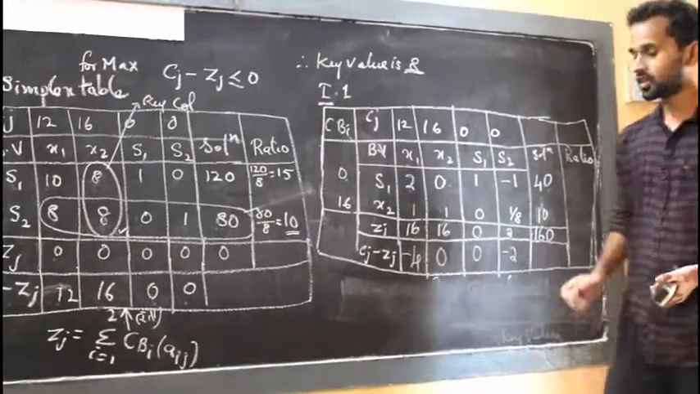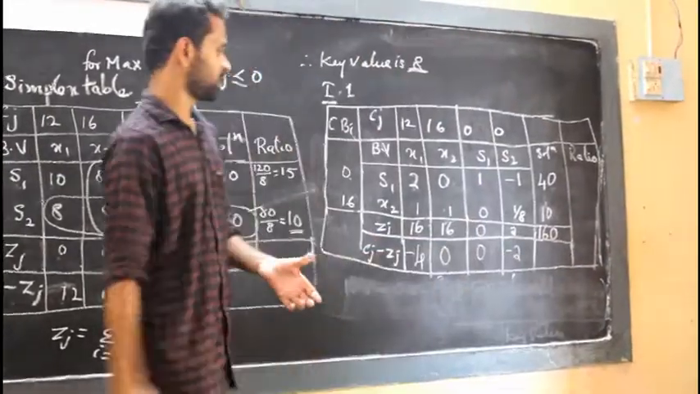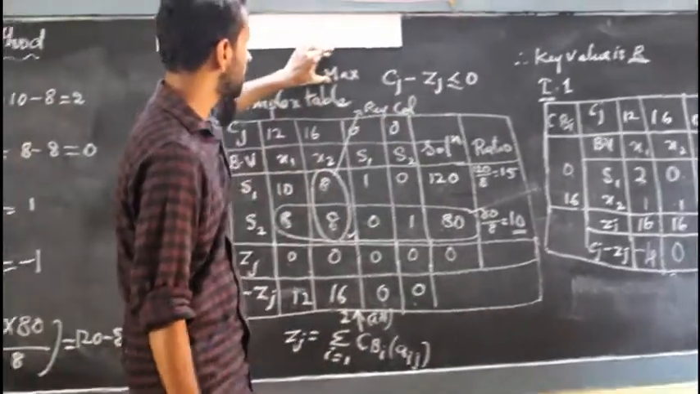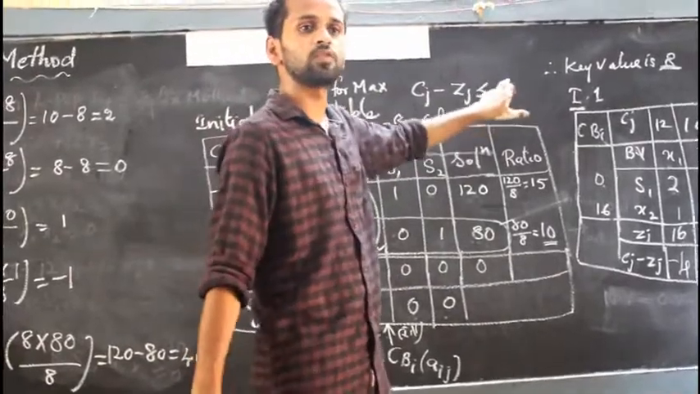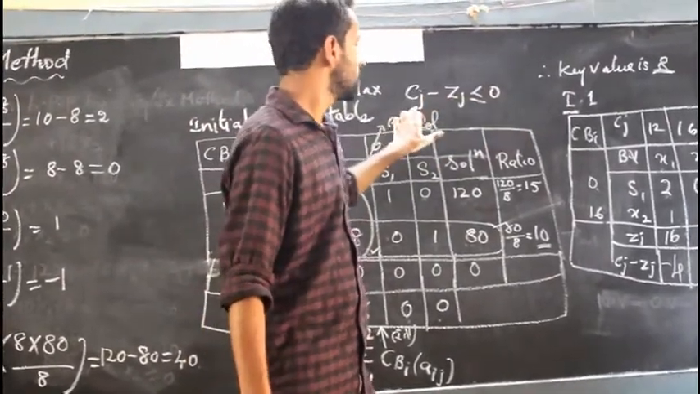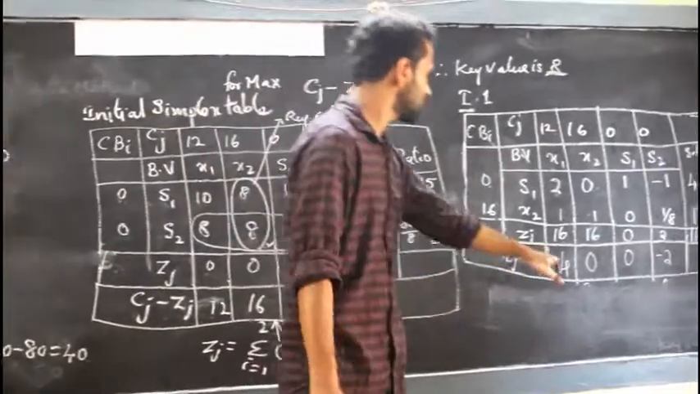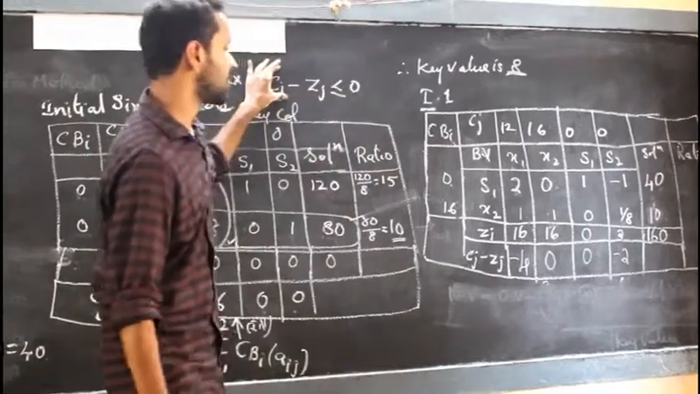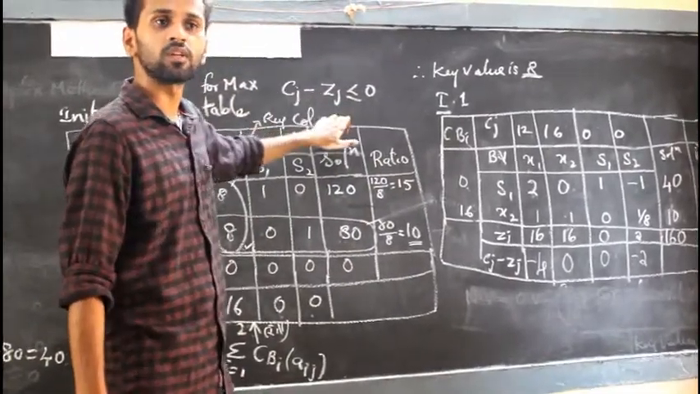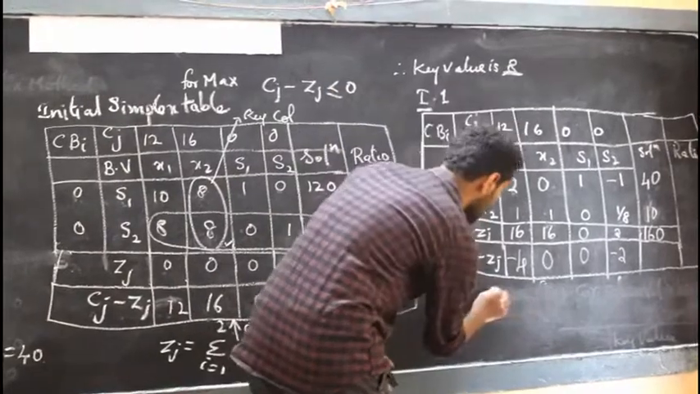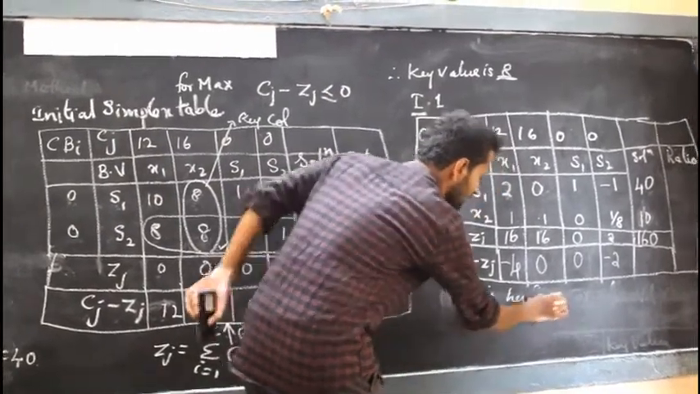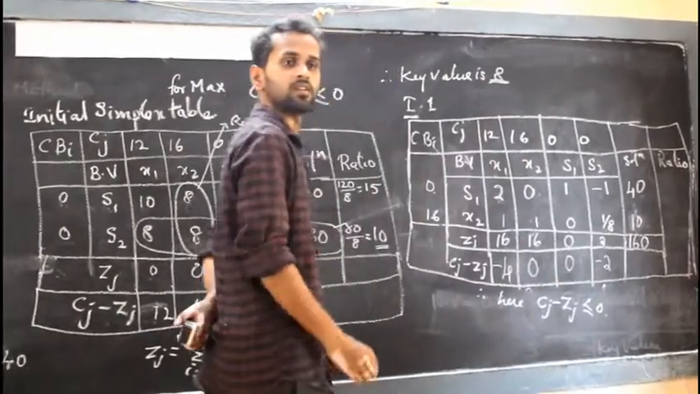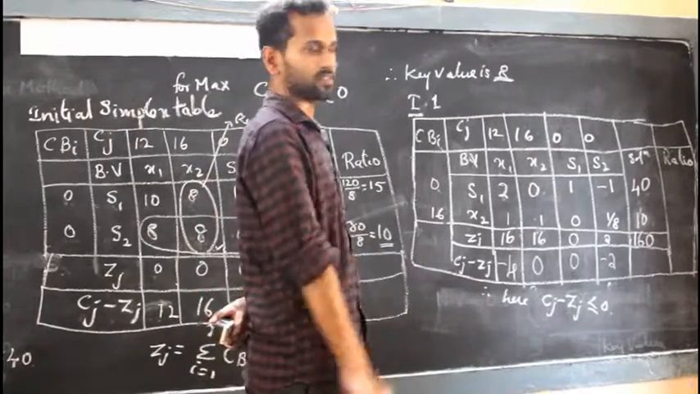Now look at it, almost we have reached the solution. What is my condition for Cj minus Zj? For a maximization problem, my Cj minus Zj must be less than or equal to 0. So look at my Cj minus Zj values: minus 4, 0, 0, minus 2. That's it. All the values are less than or equal to 0 only. Therefore, here Cj minus Zj is less than or equal to 0. Get it? So now, how to write the solution for this?